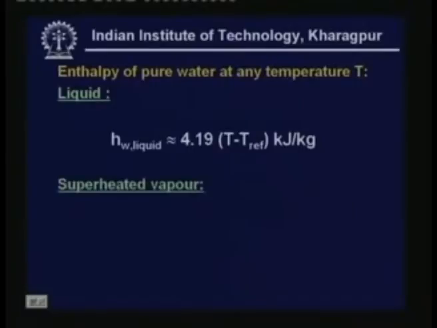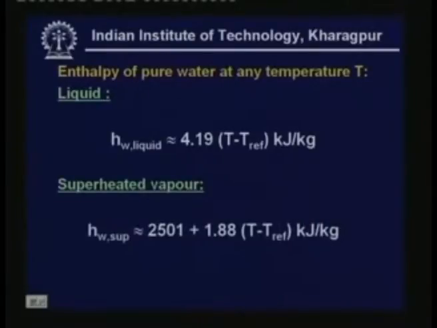Similarly, you can have an approximate equation which is quite good for practical purposes for superheated vapor. For superheated vapor, the enthalpy is given as 2501 plus 1.88 into T minus T reference. Again here T is the temperature at which you are trying to find the specific enthalpy of water vapor, and T reference is the reference temperature. This particular equation is valid for water vapor at low pressures, and in fact if you look at this equation you will find that this 2501 is nothing but the latent heat of vaporization for water at 0 degree centigrade, and 1.88 is an average specific heat for water vapor.